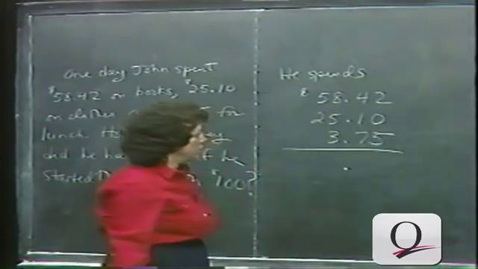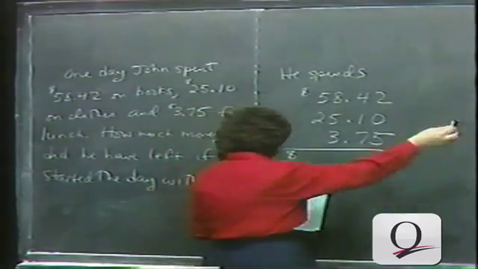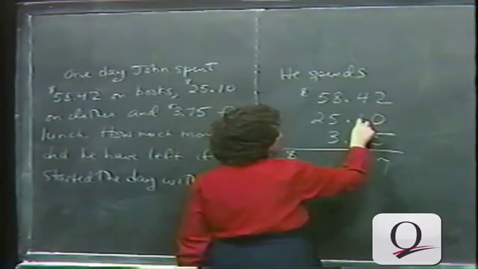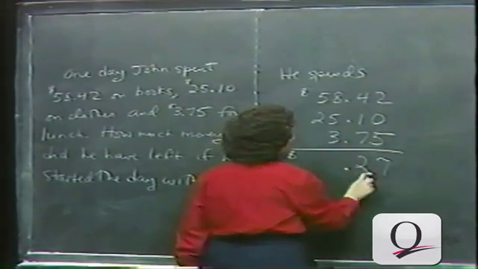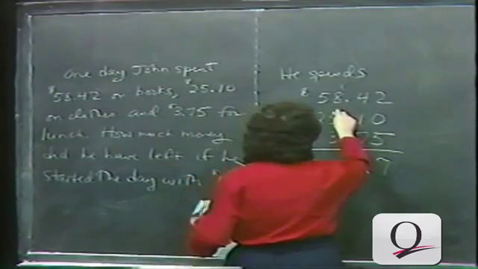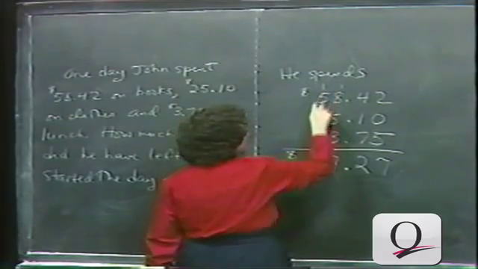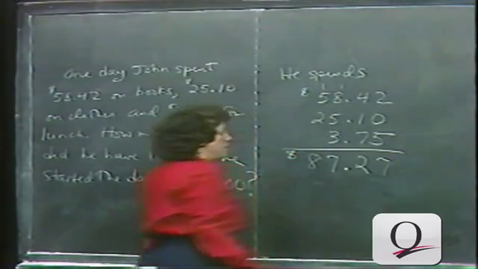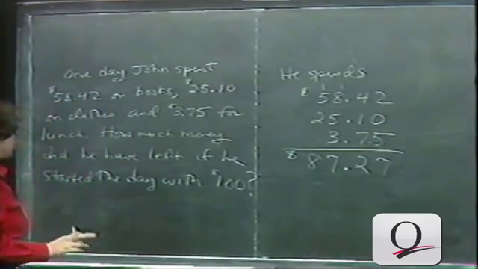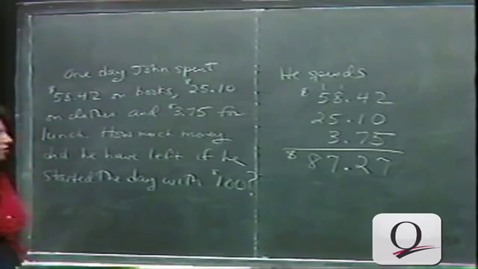Putting the decimal point in the answer, we're going to get how much he spends. So that's 2 plus 5, 7, 4 plus 1, 5, and 7, 12, 1 and 8, 9 and 5, 14 and 3, 17, 1 and 5, 6 and 2, 8. He has spent $87.27. But that was not the question.